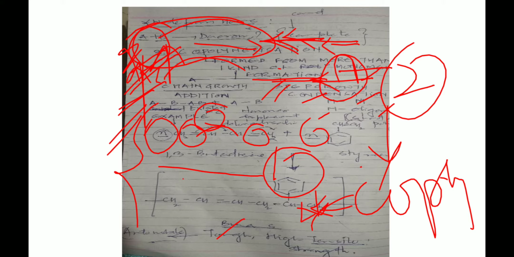And similarly, we can use this Buna-S in some automobile tires. So this is a brief introduction regarding polymerization and copolymerization reactions.